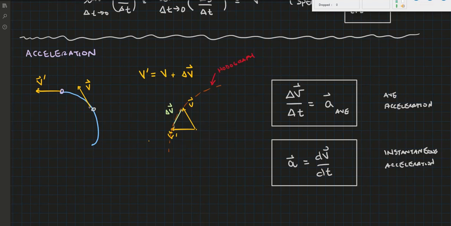Now, although this delta v is tangent to this hodograph, it's not necessarily tangent to our path. That's important because that's the direction of our acceleration.